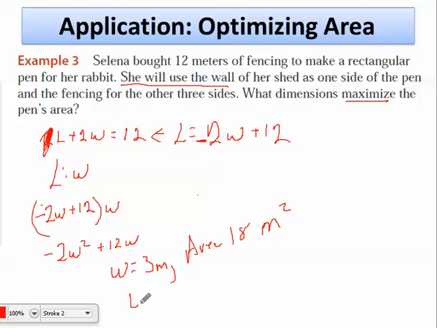Well, how do I find the length? Well, I can come back up here to this equation, and 3 times negative 2 gives me a negative 6, plus 12 gives me a 6. So my length will be 6. That is how you find those values. That's how you use the tools that you want to be using.